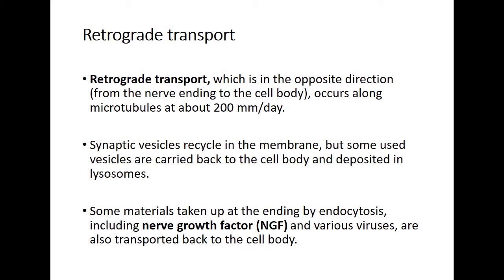Retrograde, as the name tells us, is in the opposite direction, from the nerve ending to the cell body. It occurs again along the microtubules, at 200 millimeter per day. The synaptic vesicles are recycled in the membrane, but some of the vesicles are carried back to the cell body. Transport in the opposite direction, from the axon terminal to the cell body, is called retrograde. Some materials are taken up by the ending by endocytosis, which includes the nerve growth factor, and various viruses can also be transported by this mode.